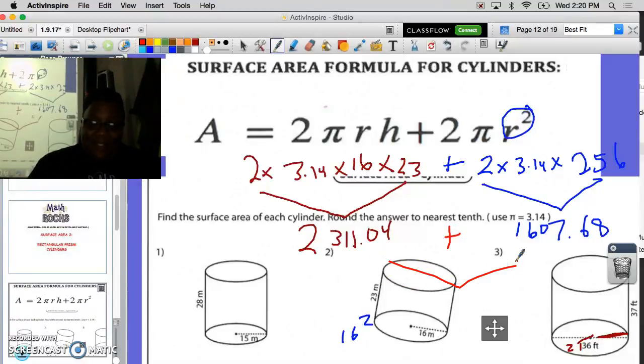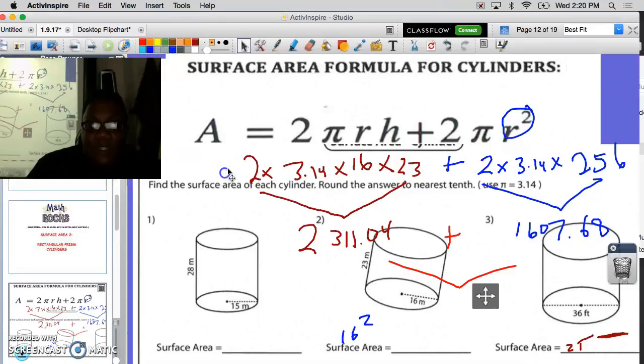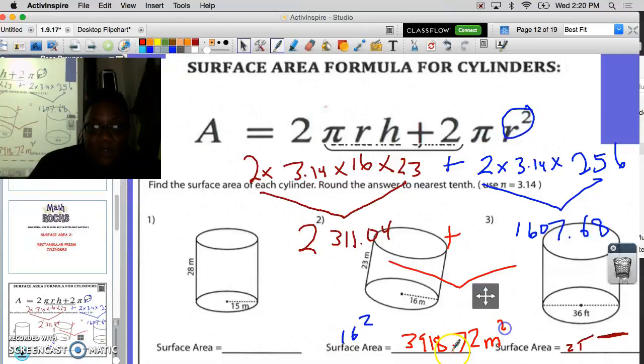Okay. So we're going to add these together. 2,311.04 plus 1,607.68. And I got 3,918.72. So I'll put that on my answer for number 2: 3,918.72 meters squared. Ta-da! We're going to do one more because this one has the diameter, not the radius. So I'll make sure everyone knows what to do on that.